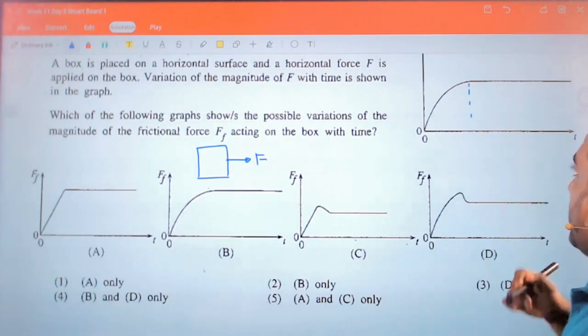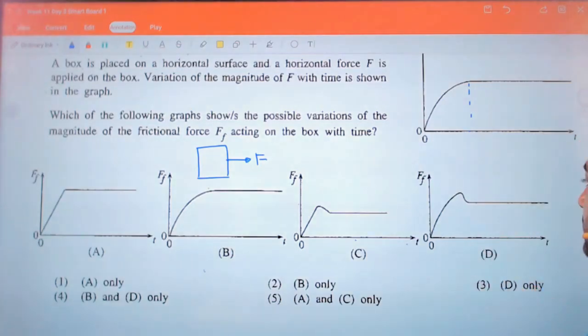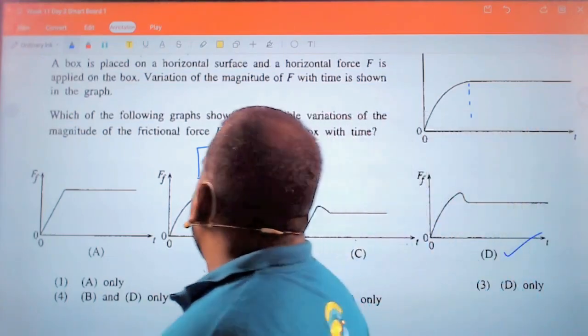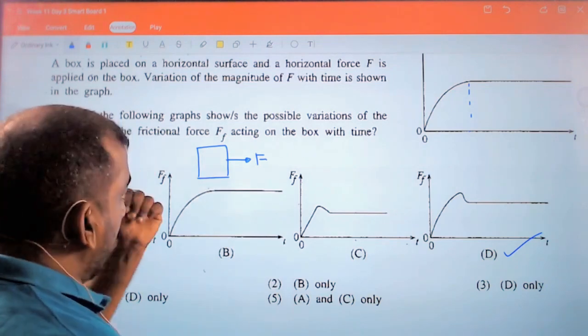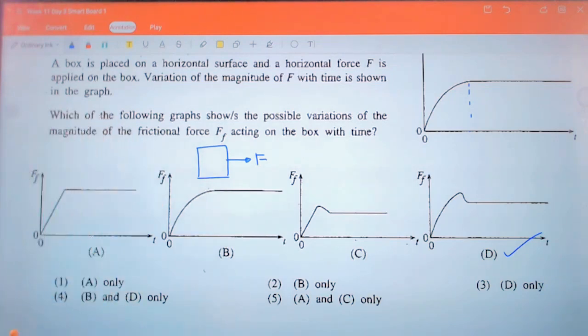If I increase further, suddenly it will drop. So D is a possibility. Right. Next possibility, dynamic friction. When I apply, limiting friction is there. Applied force increases, friction force also increases. When friction force increases, what will happen?